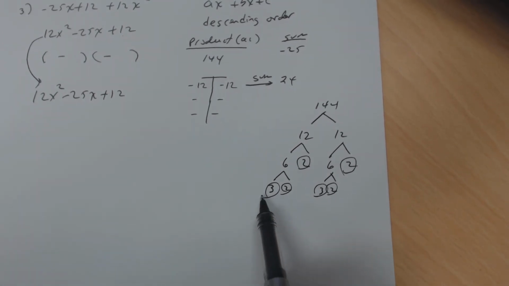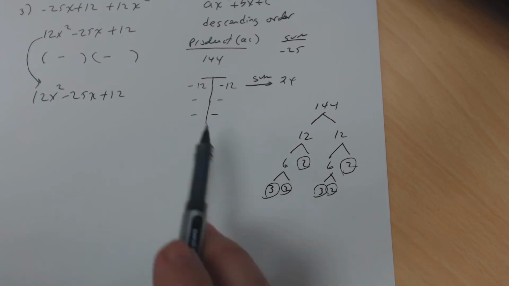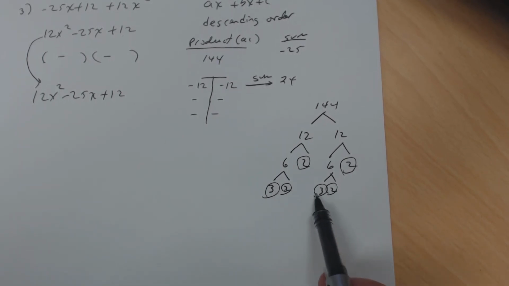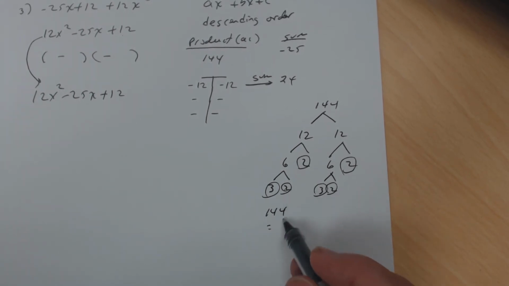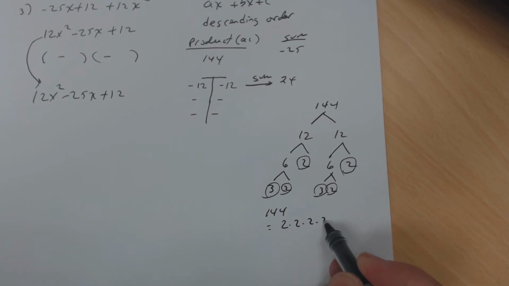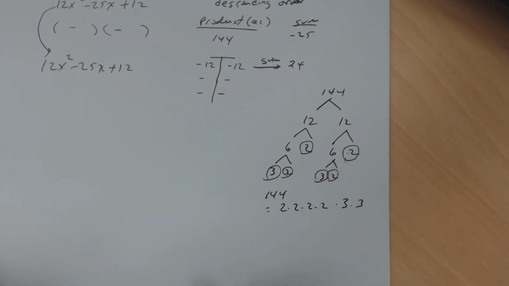Okay, so let's think about this. This is 6 times 2, we already did that, that's a 12. So we could say 3 times 2 times 3. In other words, 144 is 2 times 2 times 2 times 2, and then times 3 times 3. So 1, 2, 3, 4, 5, 6. When I multiply these up, I will get 144.